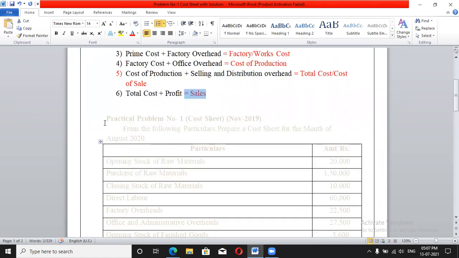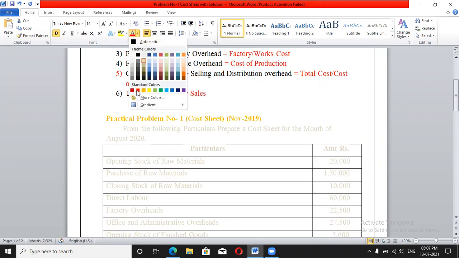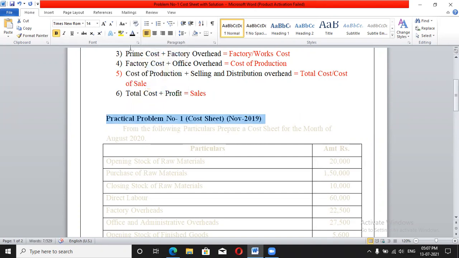Then let's see the practical problem number 1 on cost sheet. In our last lecture we discussed the format of cost sheet. Now in today's lecture we are going to see the practical problem on cost sheet, how the cost sheet is prepared and how the amounts of expenses are classified under the cost sheet. This is the problem which was asked in the Shivaji University, Kolhapur exam in November 2019.